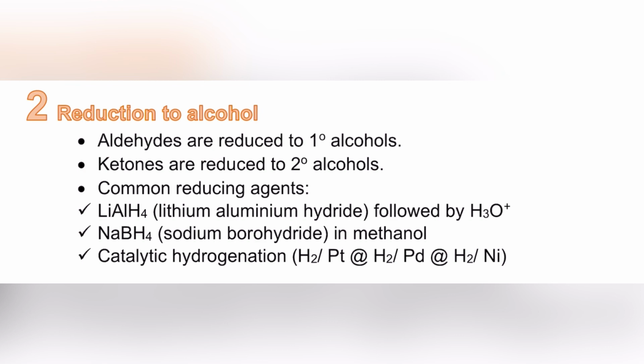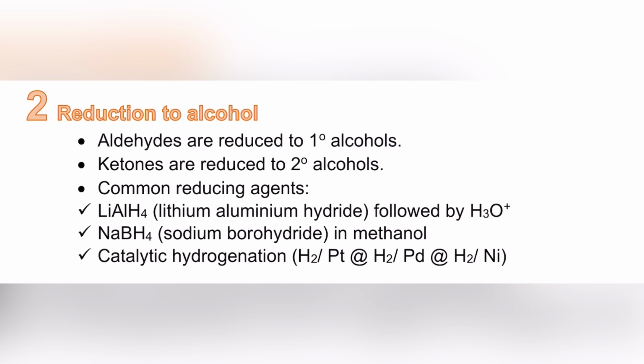So reduction to alcohol, this is where you are going to reduce aldehydes and ketones to primary and secondary alcohols respectively. So this is where you are going to use a reducing agent. The common reducing agent that you should use is LiAlH4. This is what we call lithium aluminium hydride, or the short form yang saya selalu akan sebut adalah LiA. And then this is followed by H3O+.